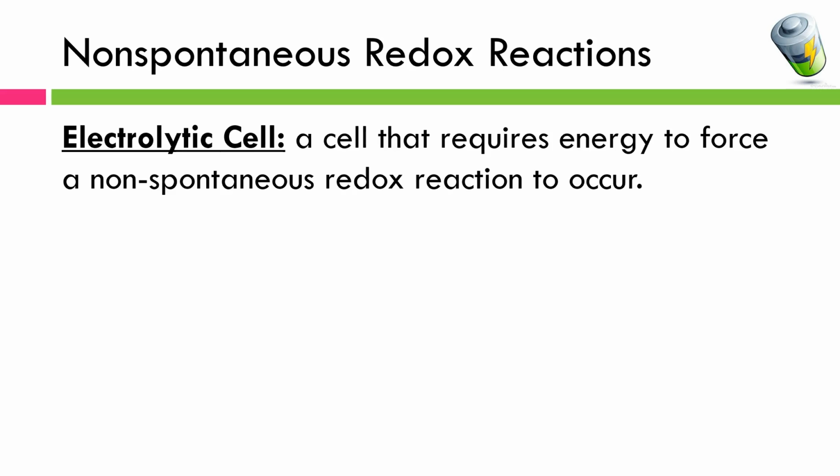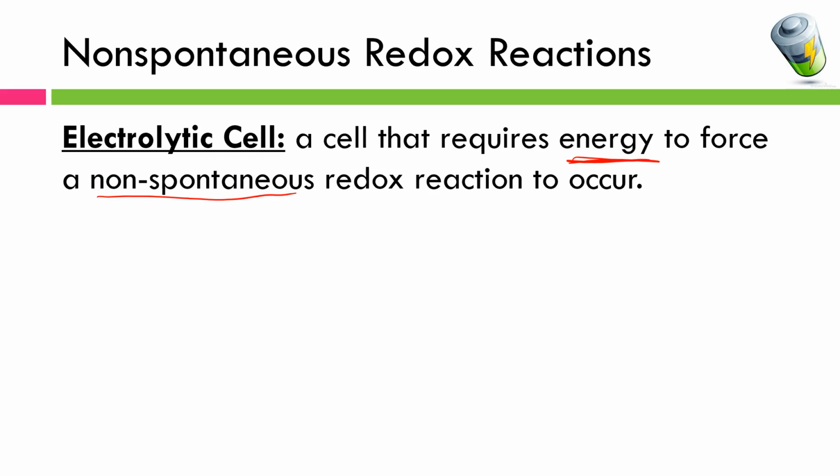An electrolytic cell is really the opposite of that. What we're going to do with an electrolytic cell is apply energy. This is a process that requires energy. We can supply this energy either by connecting to external power like a wall outlet or to a battery, and then we can force a non-spontaneous redox reaction to occur.